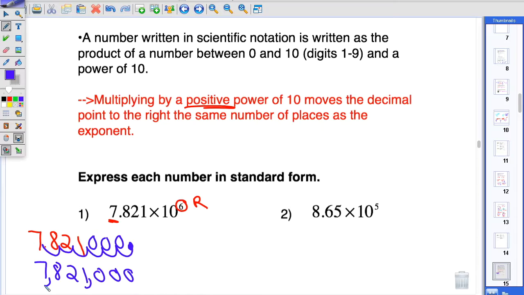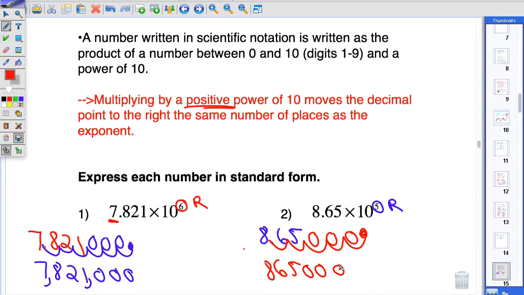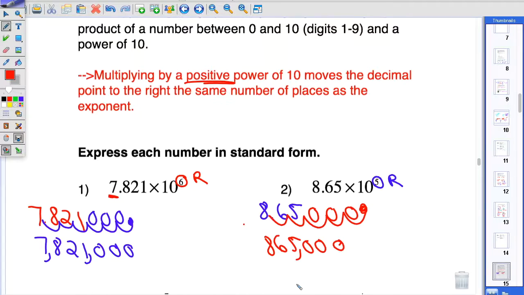Number 2, 8.65 times 10 to the 5th power. We look at our exponent. It's positive, so we want to move our decimal point to the right. Rewrite your number. Put your pen on your decimal point and move it to the right 5 times: 1, 2, 3, 4, 5. Decimal point's at the end. Fill in zeros and rewrite your answer. Put in commas, and we have 865,000. So that number is written in standard form.